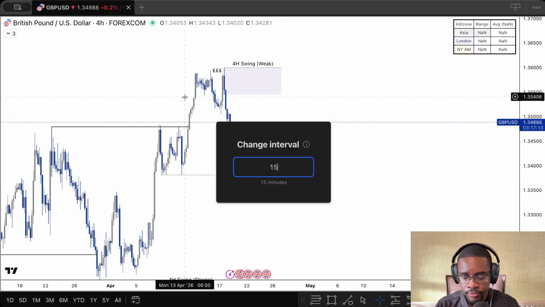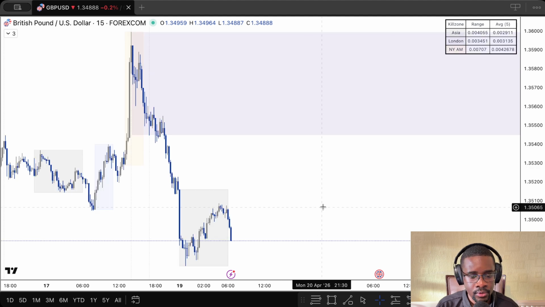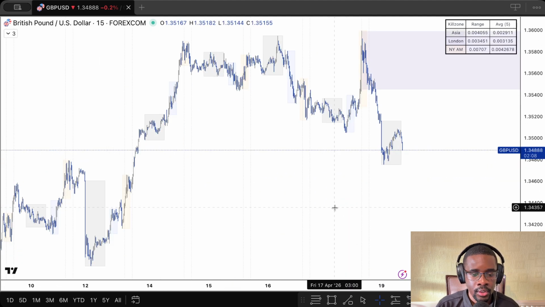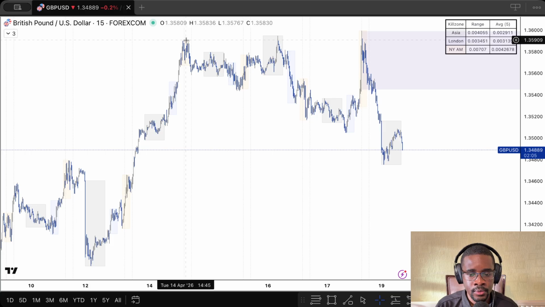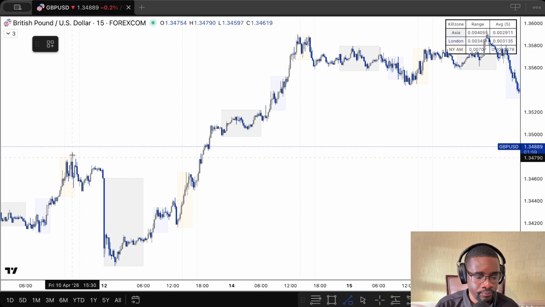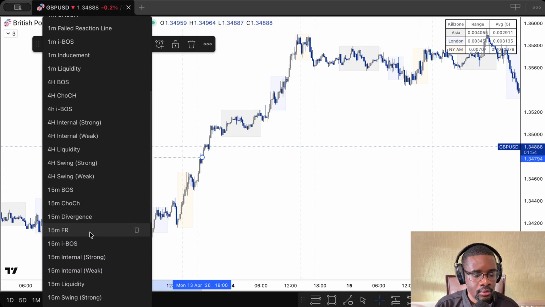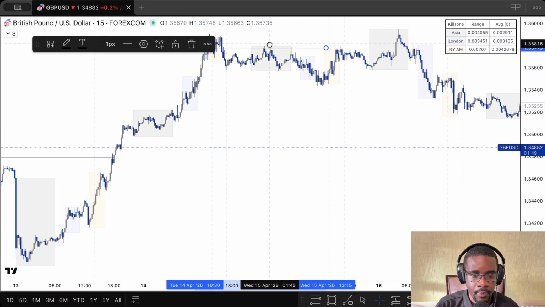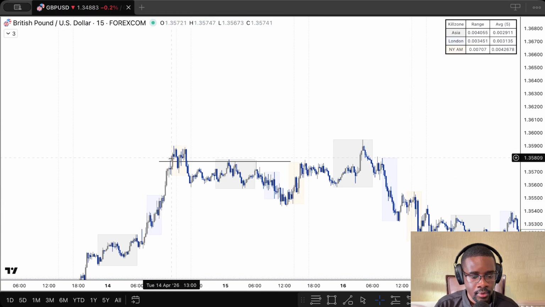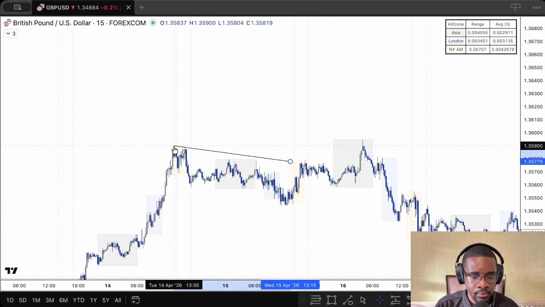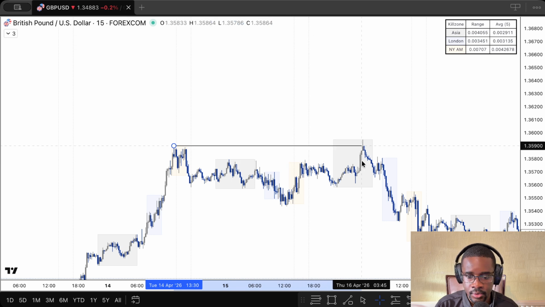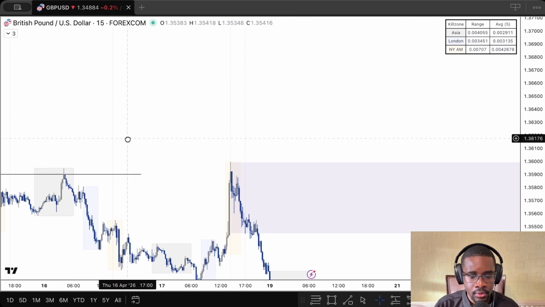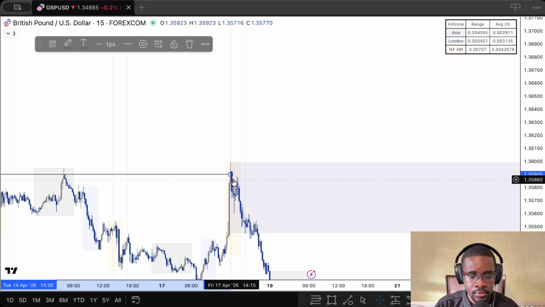Okay, so let's look at the 15-minute. Let's see what we can see. Alright, so looking at our structure ranges, this was the last break of structure. That's clear and obvious. So 15 MPS. Then let's see whether we had a break of structure. We didn't until that point.